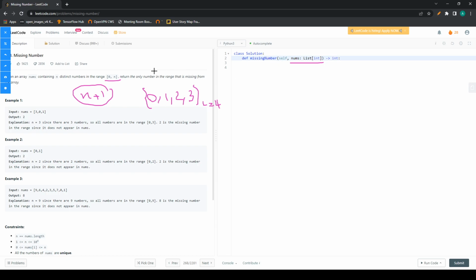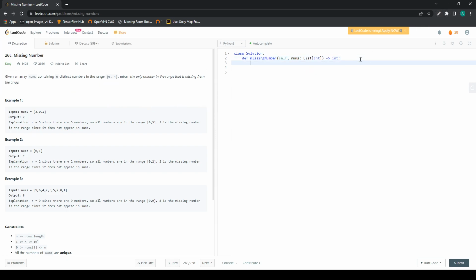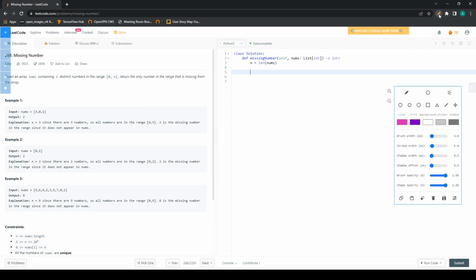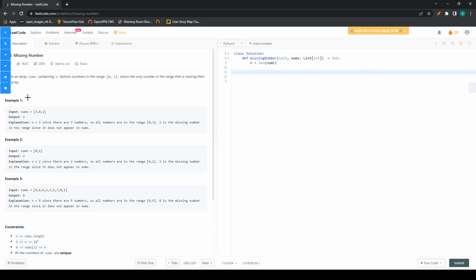But since we already know that there is one missing number from this array, the length is n plus 1 minus 1. So n is equal to the length of nums, and we can obtain that by simply saying n equals length of nums. So now we know n. In order to solve this problem, I'm going with 3 different ways. Two of them are more mathematical, but the first one is more towards a programmatic way of solving.